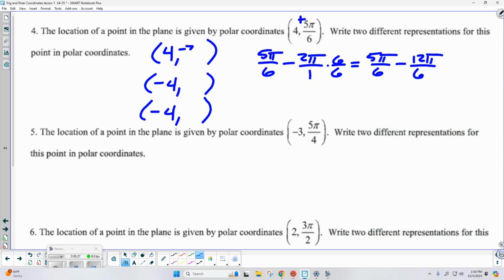Okay, so a negative 7 pi over 6. There we go. So both of those would be plotted at the exact same location. Now, if I want to go ahead and change the sign, in this case from positive to negative, or even negative to positive, how far am I going to rotate?